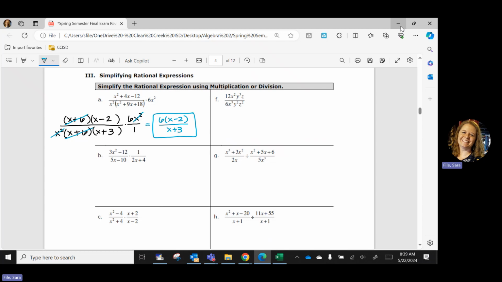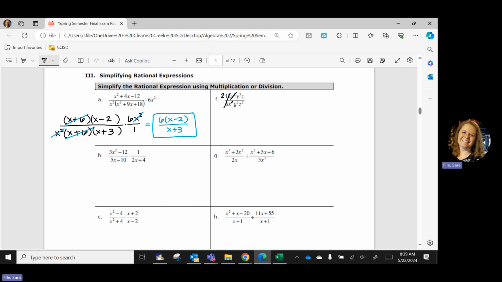So here in F, I've got nothing to factor, but I've got several things to reduce. The 12 over 6 will reduce. 12 divided by 6 is just a 2. And then the x squared over x cubed. That's 2 x's on top, x times x, and 3 x's on bottom, x times x times x. So the 2 x's on top will reduce with 2 of the x's on bottom and leave you with just 1 x on the bottom.